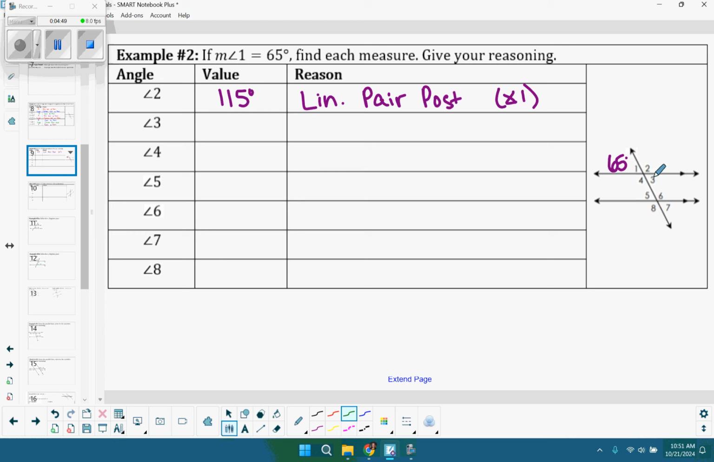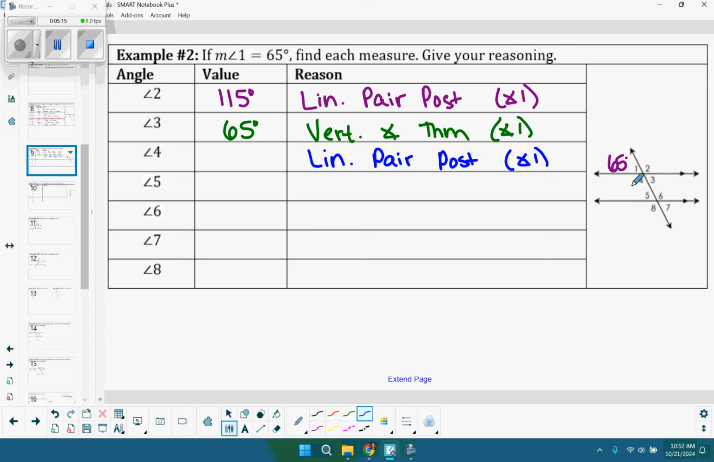Angle 3 is a vertical angle to angle 1. So I'm going to use the vertical angle theorem with angle 1. And since they're congruent, the measure of angle 3 would be 65 degrees. Angle 4 is another linear pair with angle 1, which means it's also supplementary with angle 1, so that's 115 degrees.